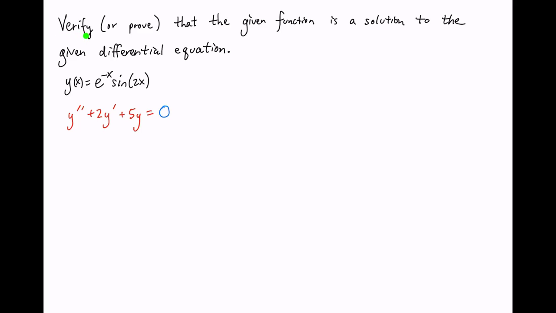For this example, we are going to verify or prove that the given function is a solution to the given differential equation. Here's the given function y of x. And here is the given differential equation. Notice it's second order and it's linear and it's equal to the zero function. In order for this original function to be a solution to this differential equation, we must prove the identity here.